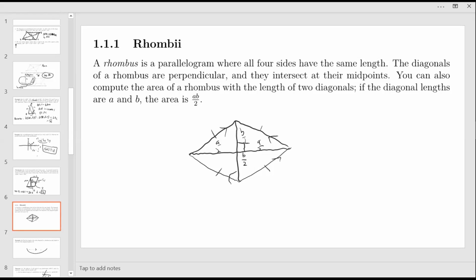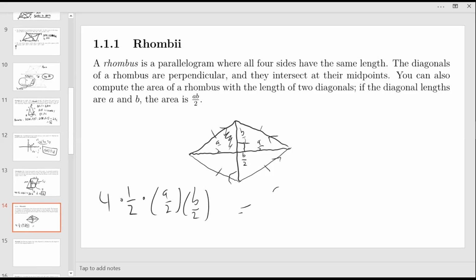Why is that? Well, if you look at each one of these individual triangles, since it's a right triangle, the area is just 1/2 times its two legs. So 1/2 times a over 2 times b over 2. But we have 4 of these right triangles in our rhombus, so we multiply by 4. If you do this, you just get the total area is ab over 2.